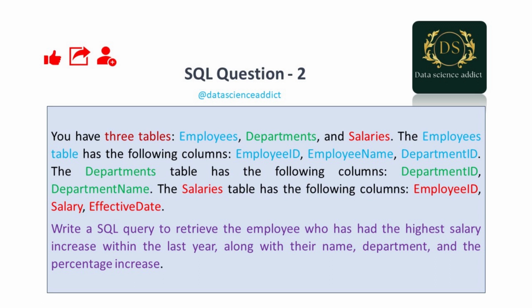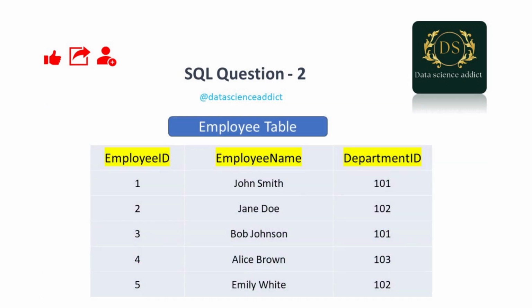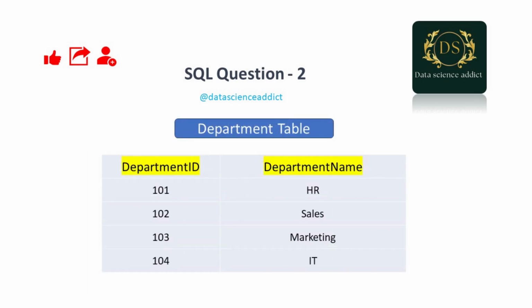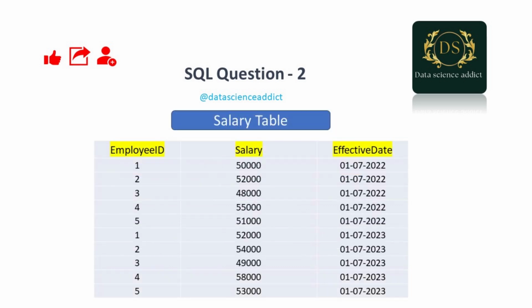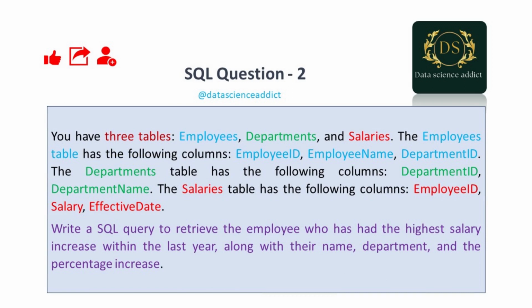So now, first of all, let's see a snapshot of this data. This is the employee table and this is the data. Here we have the department table with the data. And the last table we have is the salary table with this data. So now let's deep dive into how we can solve this problem.